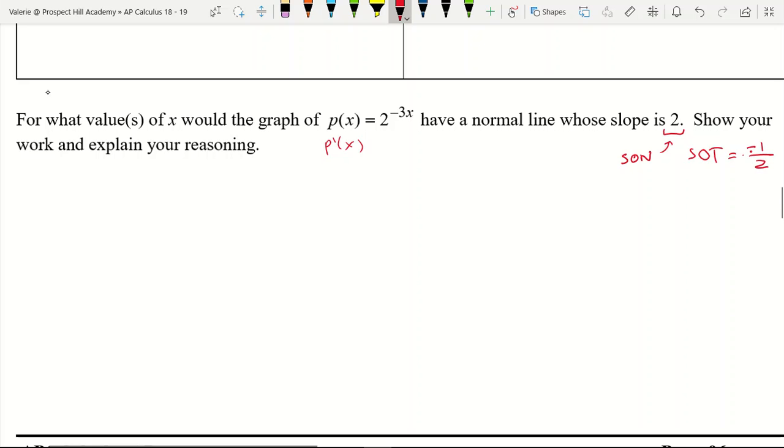Okay, so in order to find p prime of x, we know that we're going to need to find the derivative of negative 3x, which is just negative 3. So p prime of x is the original function, which is 2 to the negative 3x, times the derivative of that exponent function, which is negative 3, times ln of the base, which is 2.